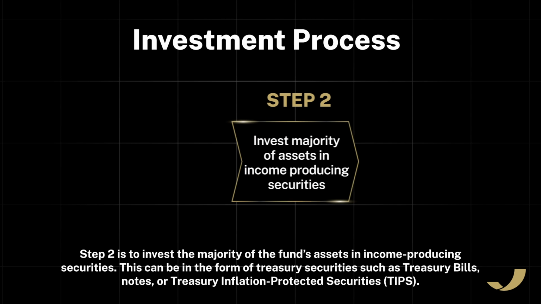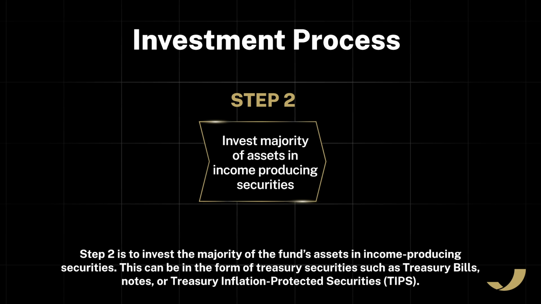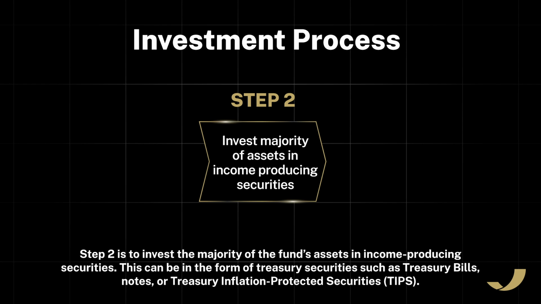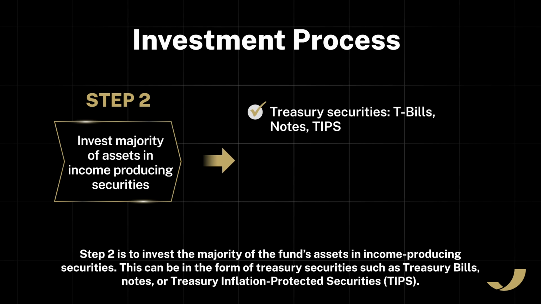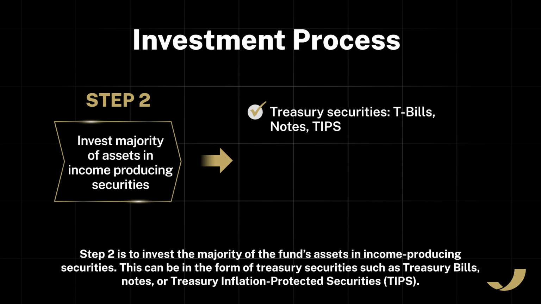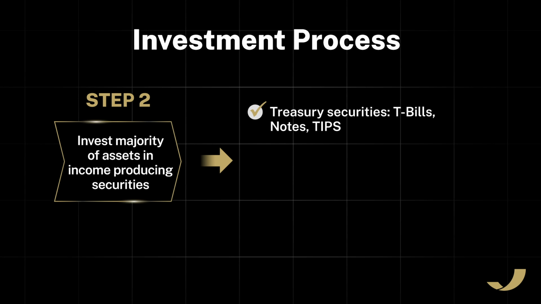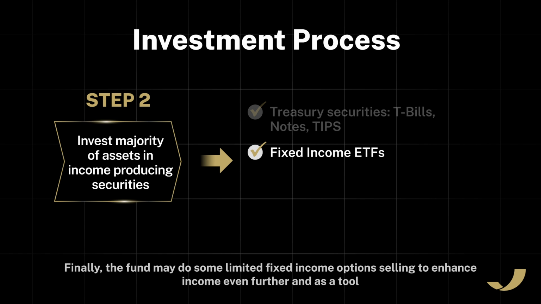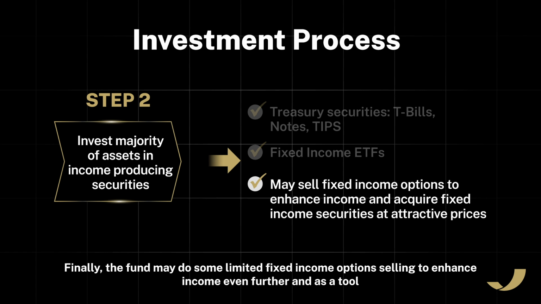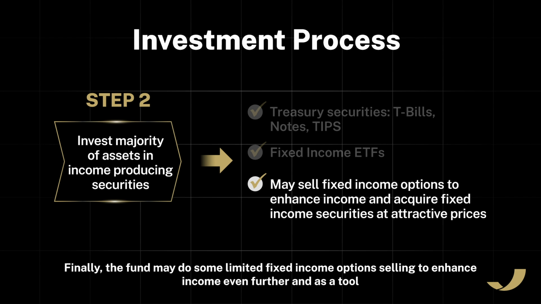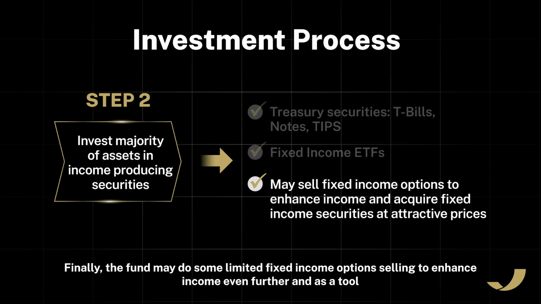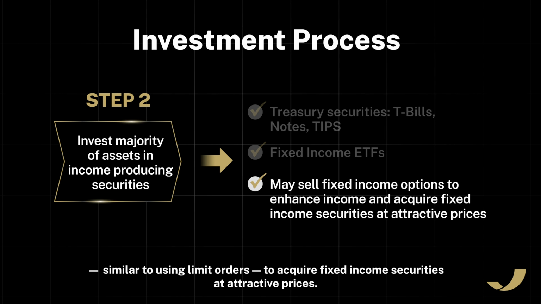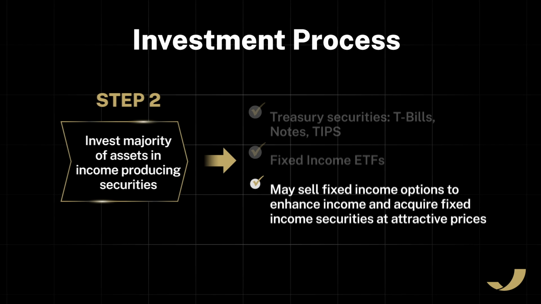Step 2 is to invest the majority of the fund's assets in income-producing securities. This can be in the form of treasury securities, such as treasury bills, notes, or treasury inflation-protected securities, also known as TIPS. It can also include buying fixed income ETFs. Finally, the fund may do some limited fixed income option selling to enhance income even further and as a tool, similar to using limit orders, to acquire fixed income securities at attractive prices.